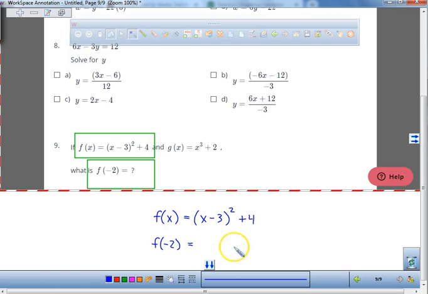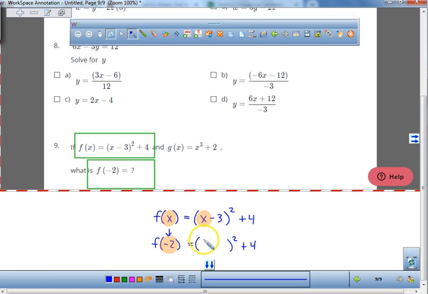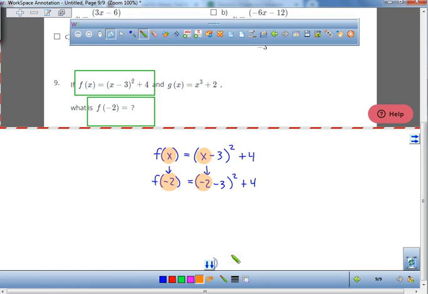Hopefully, if I write it this way, it'll make sense. If f of x is equal to (x minus 3) squared plus 4, what is f of negative 2? Well, what's the only thing I have to do in this problem? Wherever I see an x, what am I going to plug in its place? That's it. Just replace it with a negative 2. Does everybody see that's all I did?